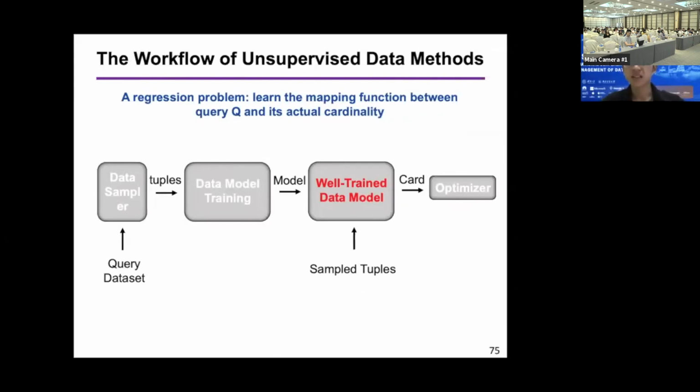The last class is the unsupervised data models that can directly use the data to train the density model. They first sample a reasonable amount of tuples uniformly, and then they input the data tuples into the data model to learn the joint distributions. And finally, they sum up the cumulative densities of all the selected samples as the estimated cardinality, like the second class, right?